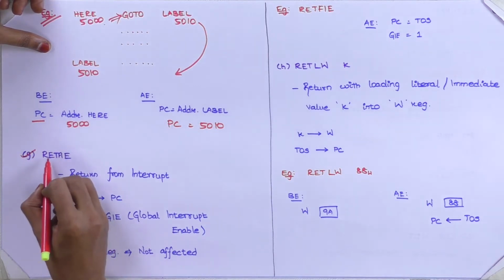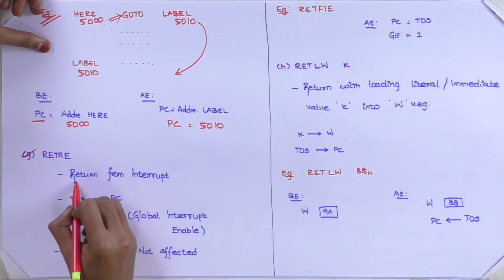And the next instruction is RETFIE, which is nothing but return from interrupt. When an interrupt occurs, what will happen? The interrupt subroutine will start to execute. Before executing the interrupt subroutine, the status of the program should be stored in the stack. Once the subroutine has finished its execution, the controller is supposed to jump onto the main program where it stopped its execution, right? Before jumping, what is the controller supposed to do? It has to restore the values that it has stored in the stack.